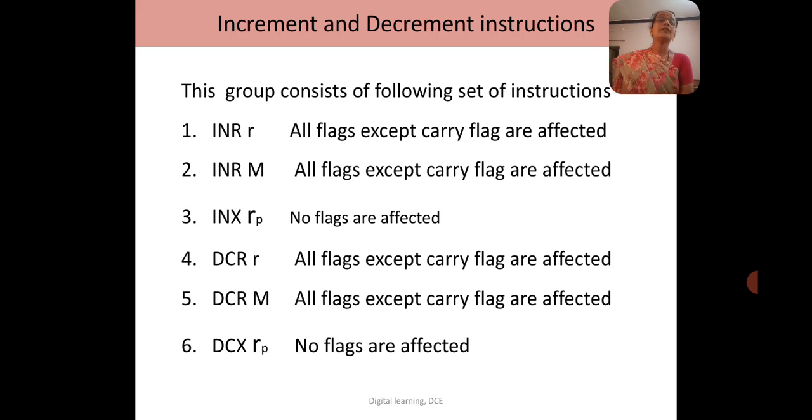In case of INX RP, it will increment the content of the register pair by 1. So no flags are affected in case of INX RP. DCR R means it will decrement the content of the given register by 1. All flags except carry flag are affected. DCR M means all flags except carry flag are affected by this instruction. DCR M decrements the content of the memory location pointed by HL register pair by 1. DCX RP means it will decrement the content of the register pair by 1 and no flags are affected from this instruction.